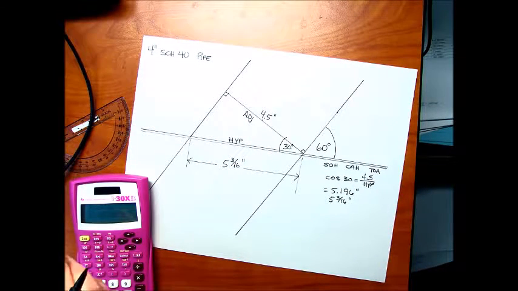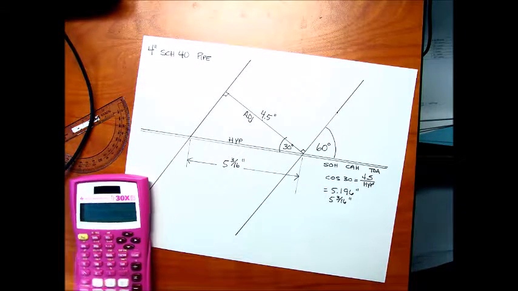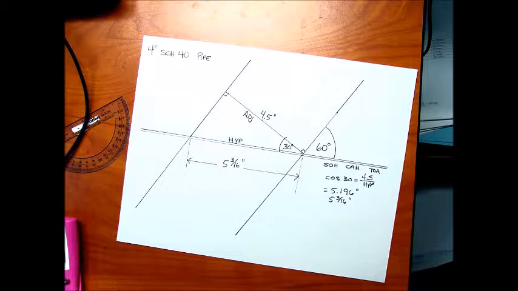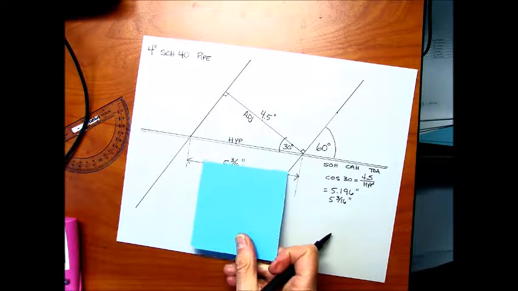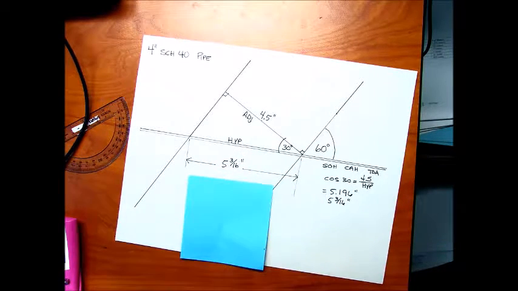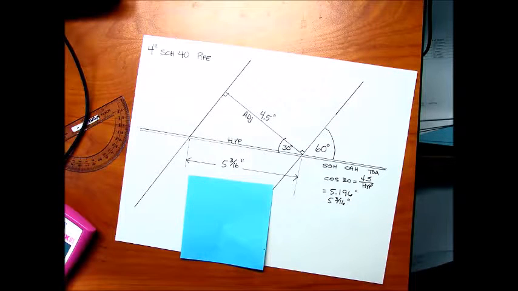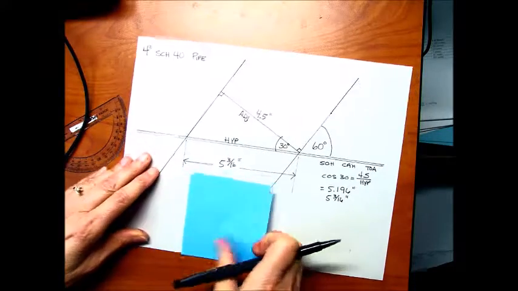Okay, not done yet, although we've done a lot of the math. Now you're going to need a piece of paper, not a big one, something like this, and we're going to make some lines on it. And I'll show you in a minute. It will all make sense when we start working on it.